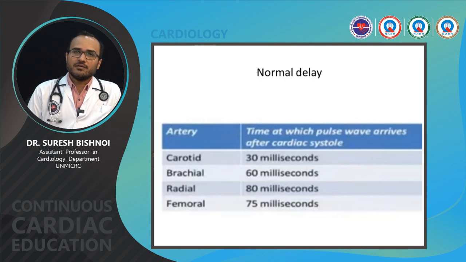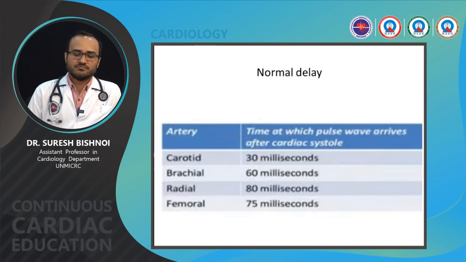Then what is a normal delay? Whenever you are palpating the pulse, you should know what time it takes for a pulse to reach a particular vessel, like the carotid pulse, brachial pulse, radial pulse, and femoral pulse. And you should remember these numerical values like 30, 60, 80, and 75 milliseconds. These are the normal times at which a pulse wave arises after cardiac systole.